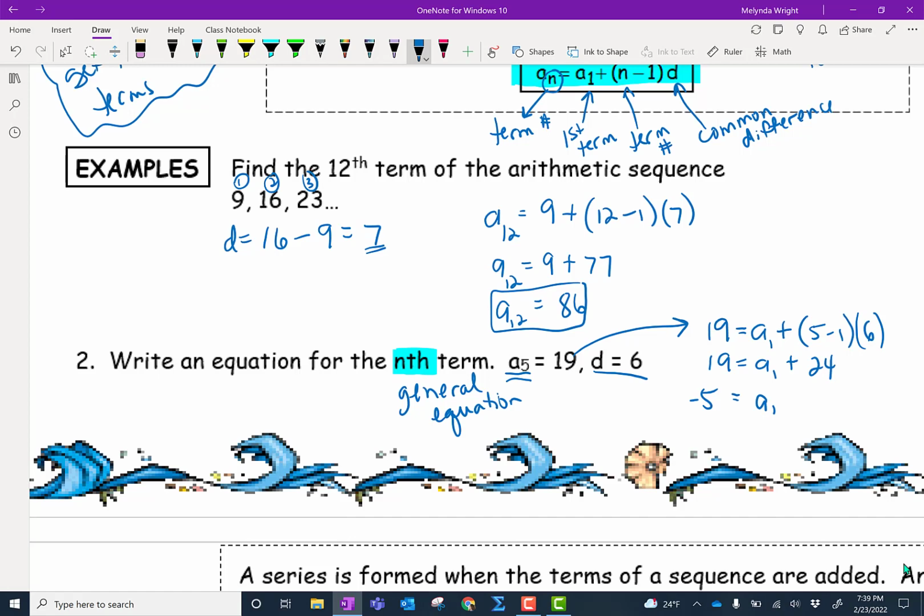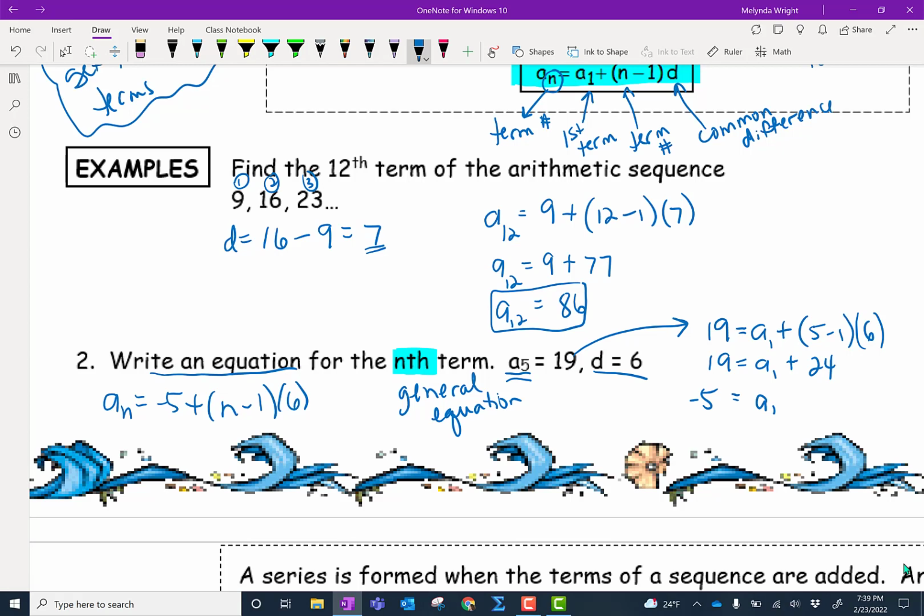All right, so we're working on the equation. We're going to write the equation for the nth term. So here we go. We've got a sub n equals -5, our 1st term, plus n minus 1 times 6.